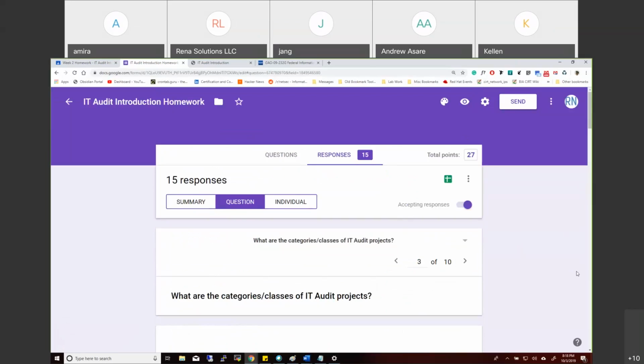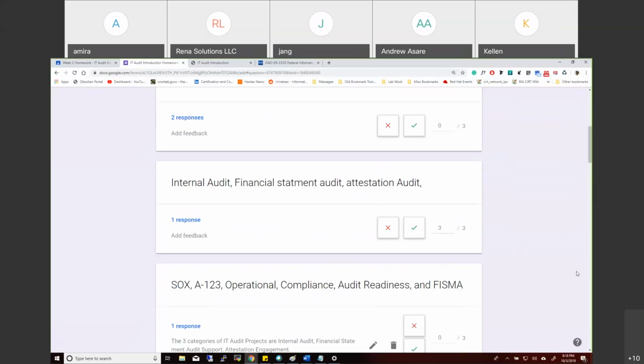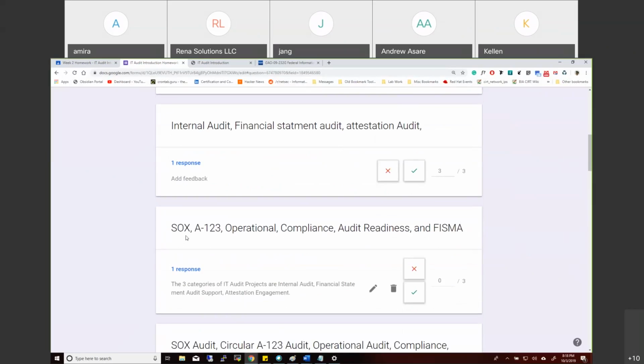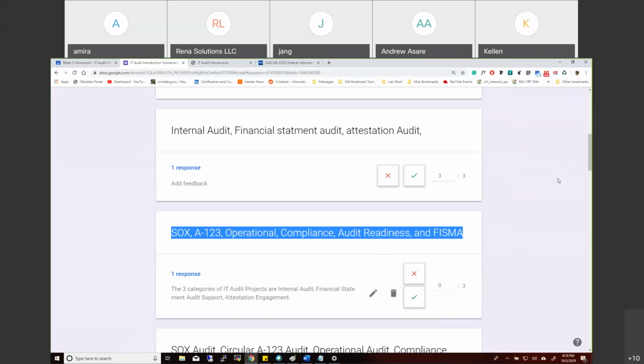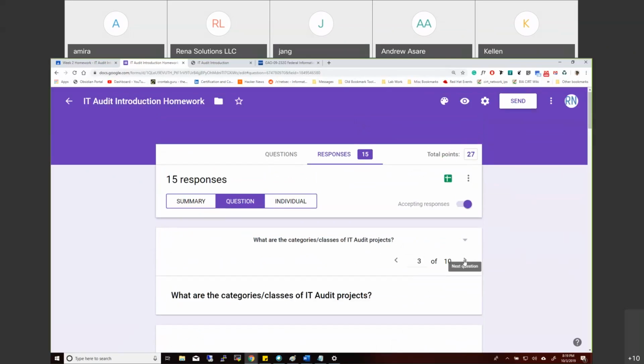What are the categories and classes of IT audit project? Internal audit, financial statement audit, and attestation engagement. This is the correct answer. In some cases, I saw people say SOX, A123, operational compliance, audit readiness. Those are the types of internal audit project, okay? When you talk about the categories, think of it as the bigger umbrella that these small projects fall under. Any question on that?